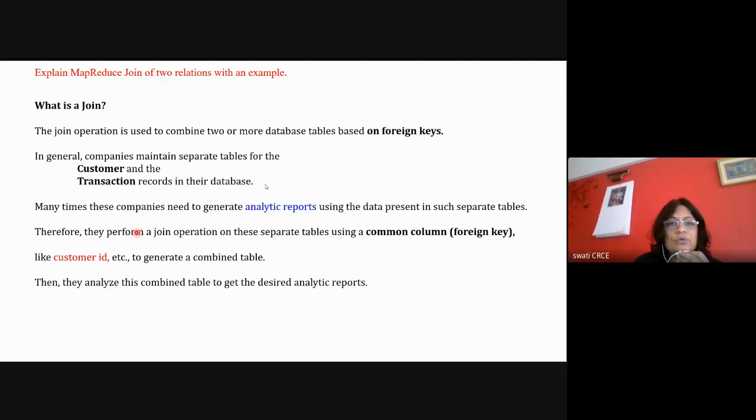Now suppose you want to find some analytical reports on the transactions of a customer. Then we can perform a join operation on these separate tables using the common column, the customer ID, to get analytic reports. So for this example, keep in mind the customer and transaction tables, where customer ID is a foreign key and both tables can be joined using that customer ID to do some kind of analytics or to solve some kind of query.